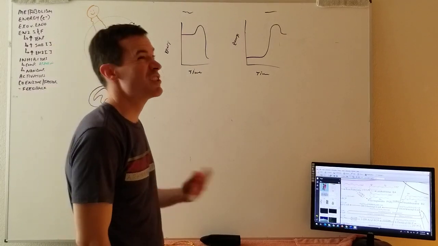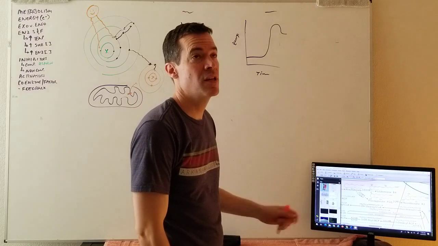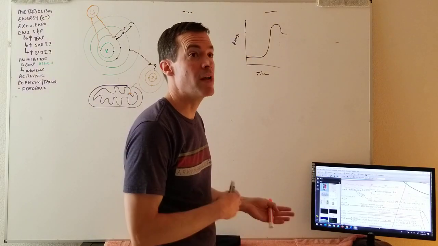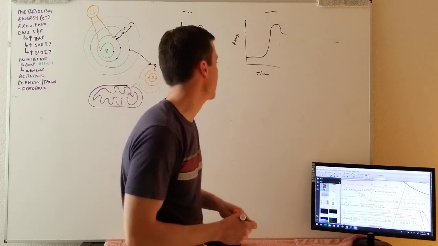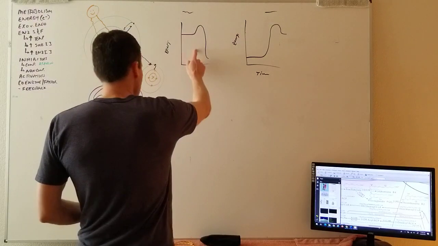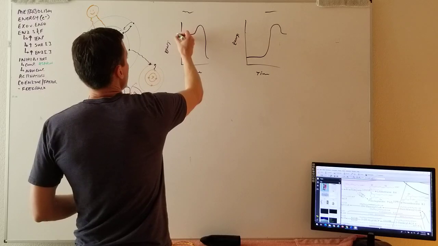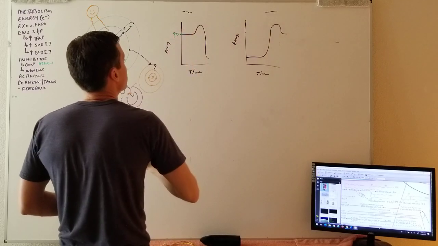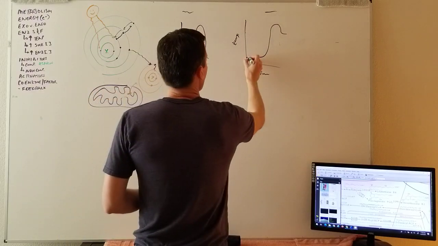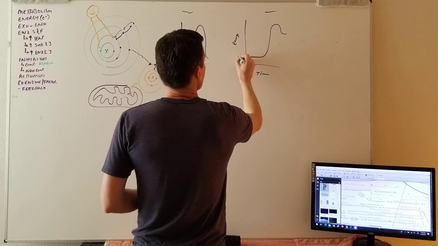Exothermic, thermic, temperature, thermometer, thermos. Exo, exiting. So energy in the form of heat is exiting. So this one over here is exothermic because I start with a certain amount of energy, maybe 80. And over here, I start with a certain amount of energy, maybe 20.